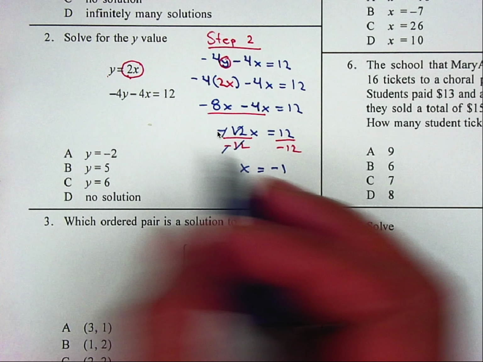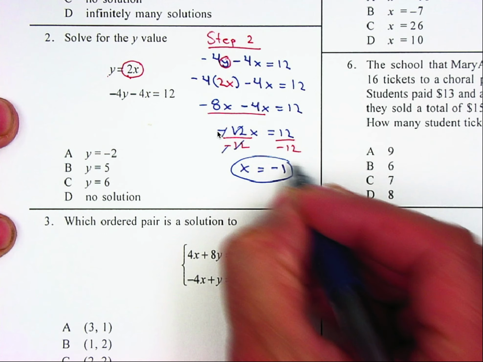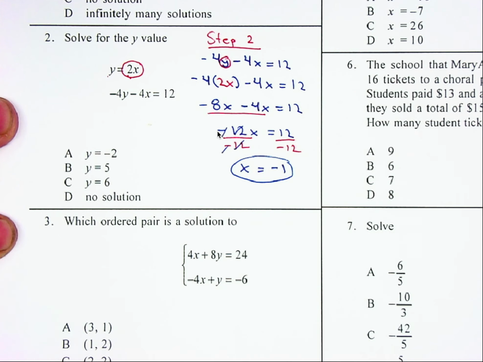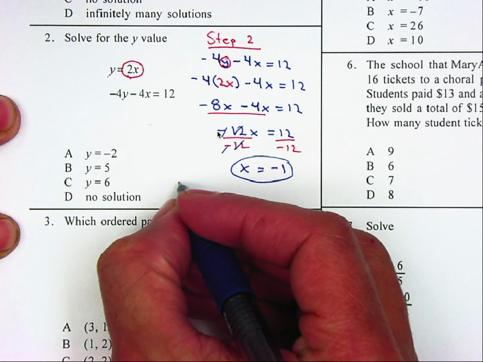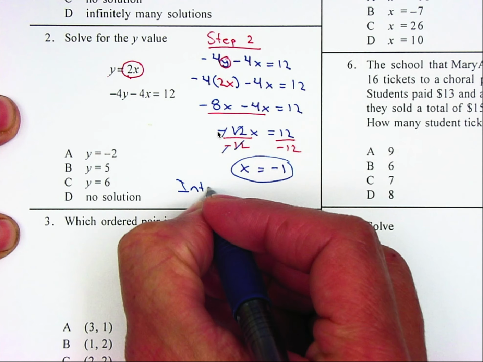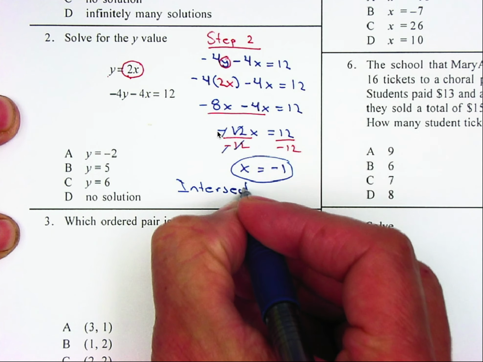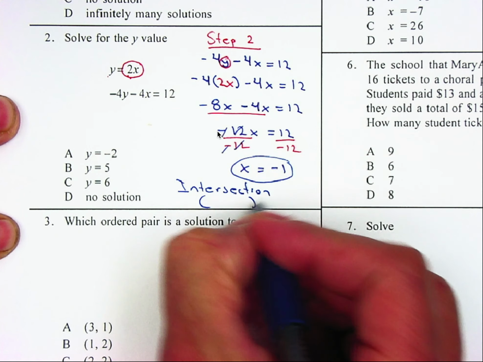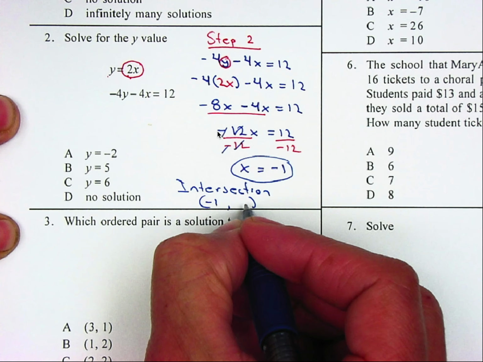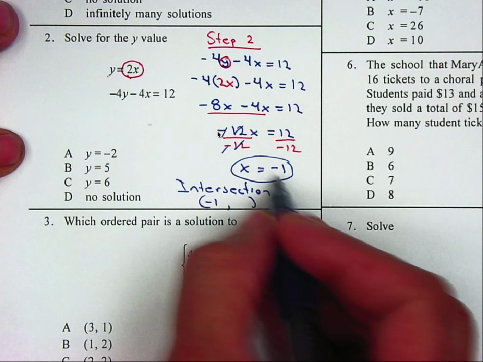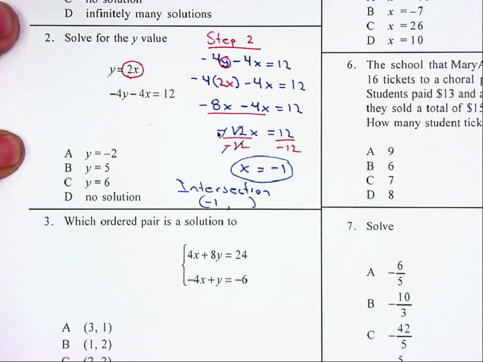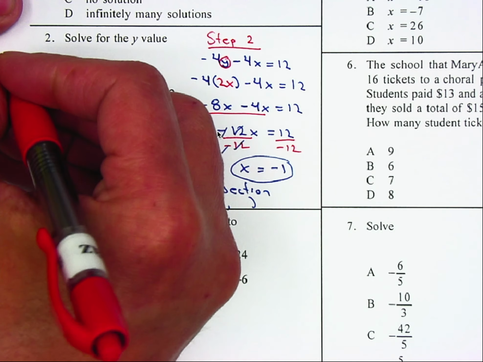I found my x value. Now notice that they're giving you the y values. Your solution will be the intersection of those two lines. It's going to be a point. Your x value is -1. Now we need to find the y value. And I'm going to find the y value by plugging it back into the first equation. And that's what we call step 3.